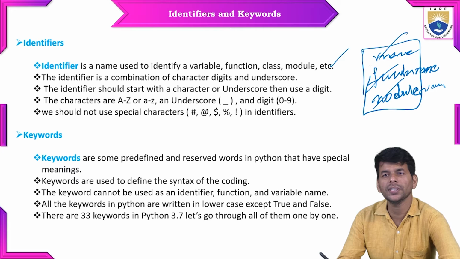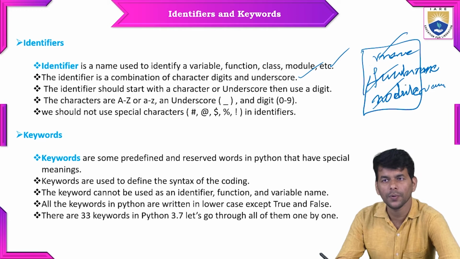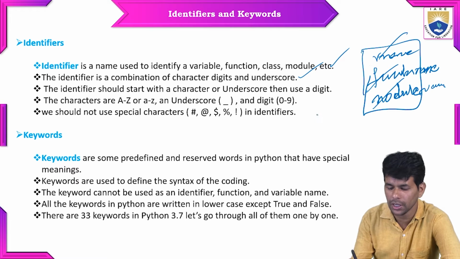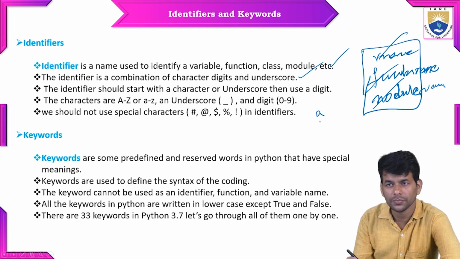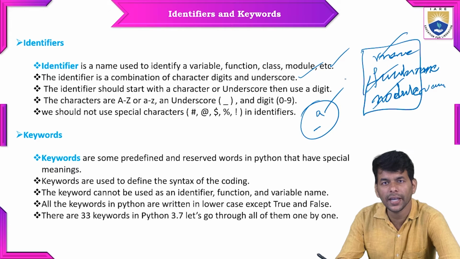The next point is that an identifier is a combination of characters, digits, and underscore. That means we can use characters as well as an underscore for the declaration of an identifier. This is the second point. I will show you how to declare an identifier, and what the valid and invalid identifiers are, in today's class. The next point is that the identifier should start with a character or an underscore, and then you can use a digit. That means an identifier will start with a capital letter or a small letter, which are characters, or it may start with an underscore. These are the two things we can use to start declaring an identifier.